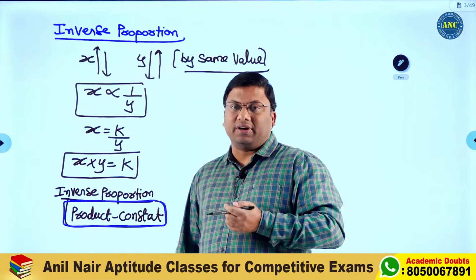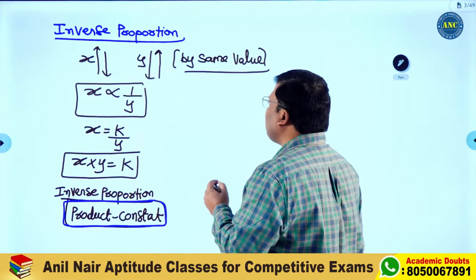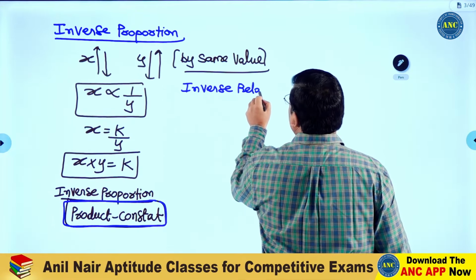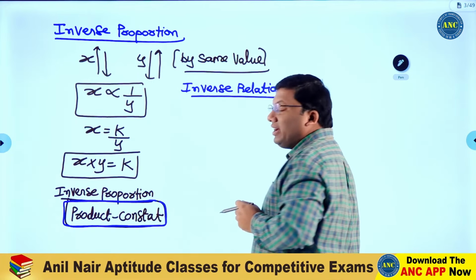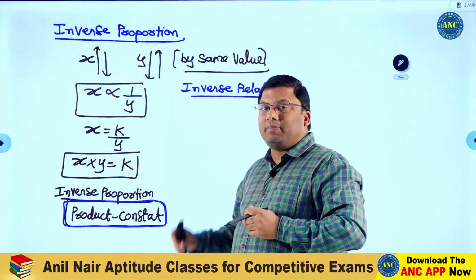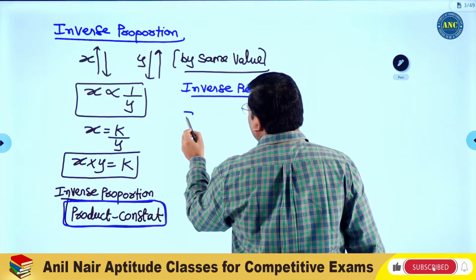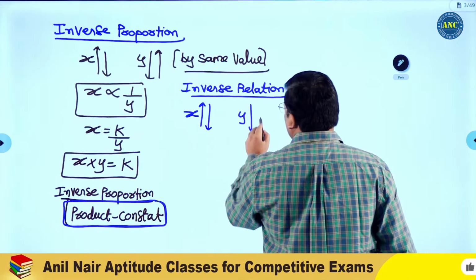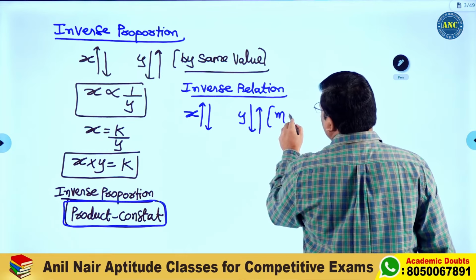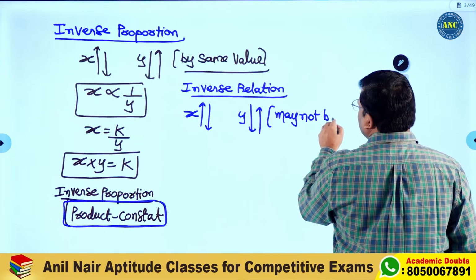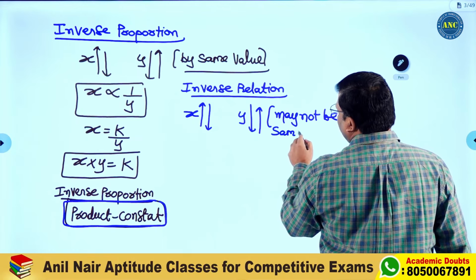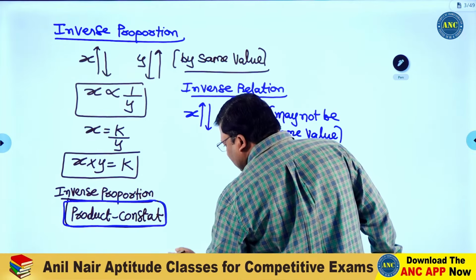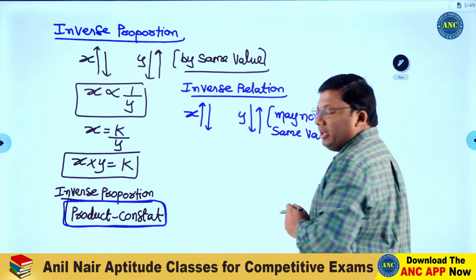Then what is the difference between inverse proportion and inverse relation? In an inverse relationship, if one increases, another decreases, but not necessarily by the same value. If x increases, y decreases; if x decreases, y increases, and it may not be by the same value. Then it is an inverse relationship. I hope the idea is clear.